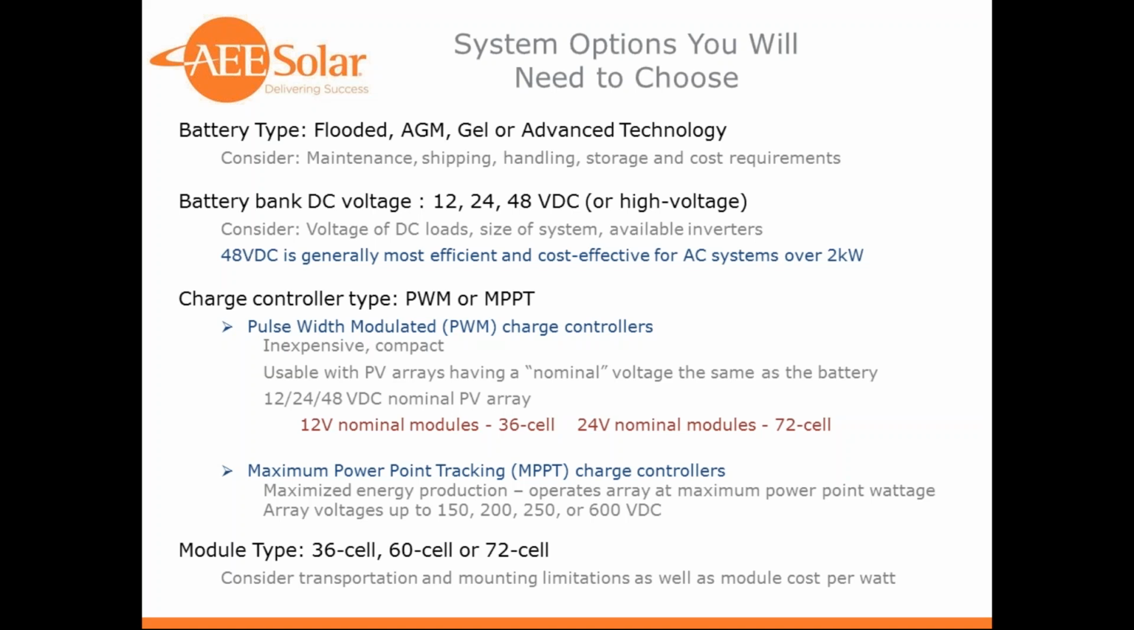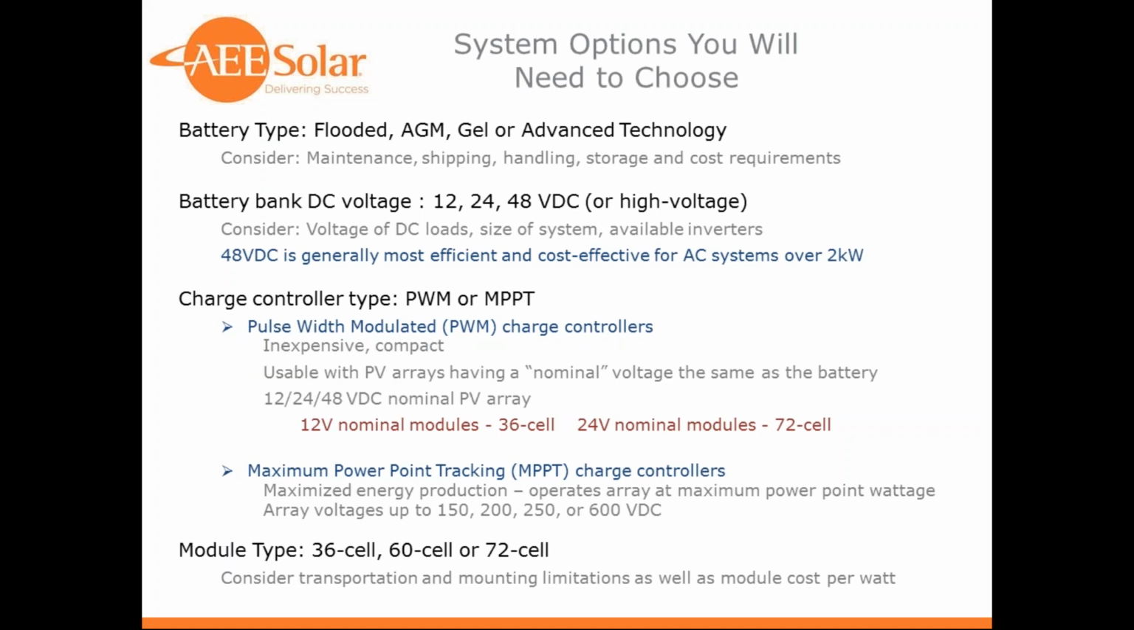We need to choose what our battery voltage is. Now, 48 volt is going to be the most cost effective for most household systems. For any systems really over about 2 kilowatts of inverter size, you really want to go to 48 volts. But 12 and 24 volts are certainly usable for small systems, standalone systems, vacation cabins, marine and RV, data collection, those kind of things, weather stations. A lot of those are still at 12 or 24 volts. So that can happen. So we need to know what the voltage is.